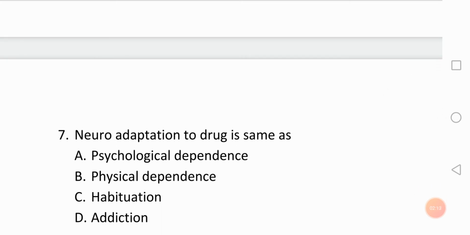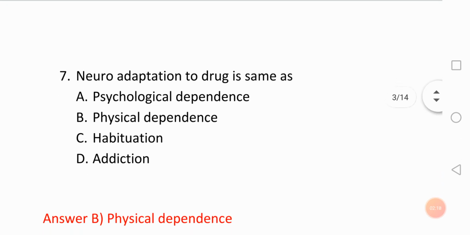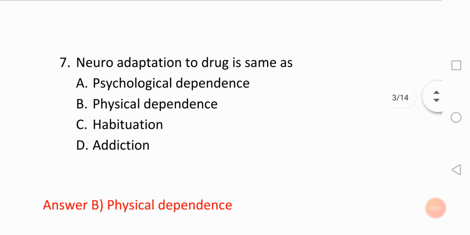Next question 7. Neuroadaptation to drug is same as: A. Psychological dependence, B. Physical dependence, C. Habituation, D. Addiction. And the answer is B part, physical dependence.